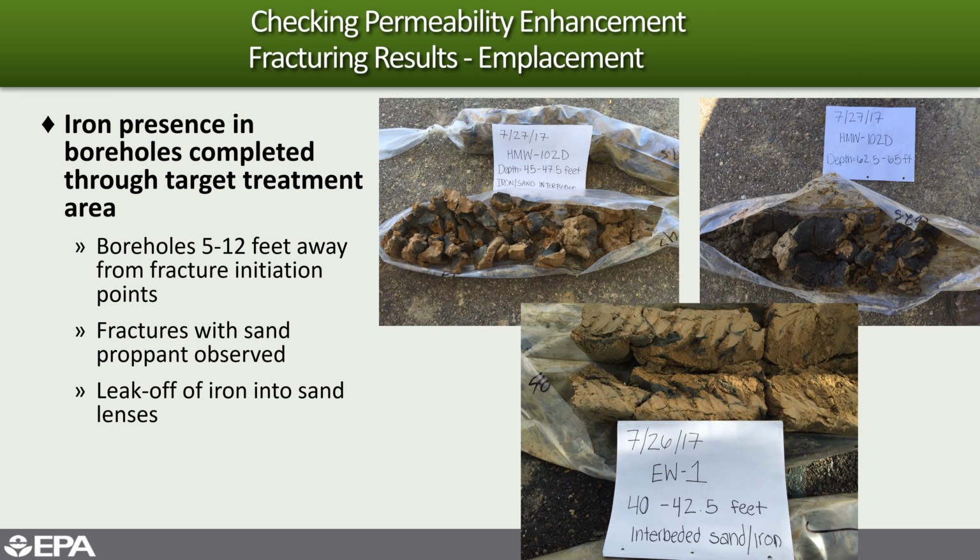So in addition to the fracturing modeling and the enhancements done there, another line of evidence that you can use to really understand the efforts that were undertaken and the results of the permeability enhancement, the orientation and distance of some of those fractures, you can further use conventional drilling techniques to find the microscale iron and sand proppant at various depths that you've targeted for fracturing, upwards of 5 to 15 feet away from where that fracture was initiated.